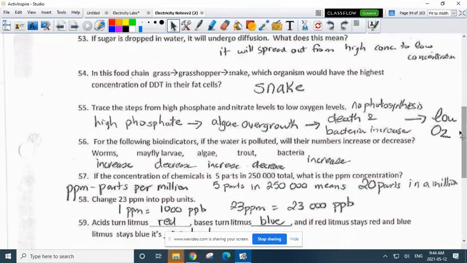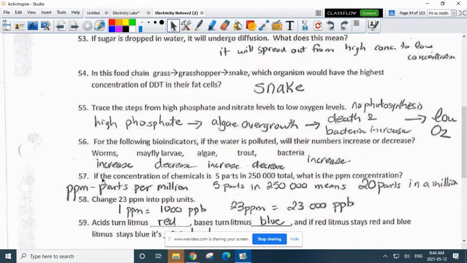For the following bioindicators, if the water is polluted, will their numbers increase or decrease? So worms, if the water is polluted, increases. There's more stuff for it to feed off of. Mayfly larvae need high amounts of oxygen, so that will decrease. If the water is polluted, there'll probably be more algae in it. Trout lives in clean water, so their population will decrease. Bacteria, if it's polluted, there'll be more death, so there'll be more need for bacteria, so its numbers will probably increase.